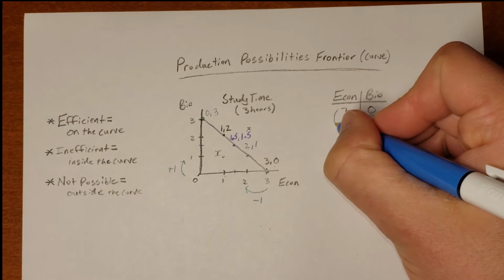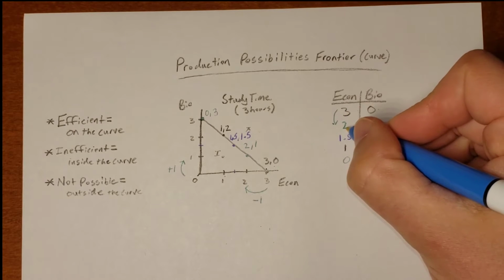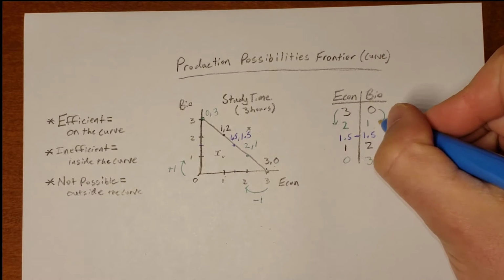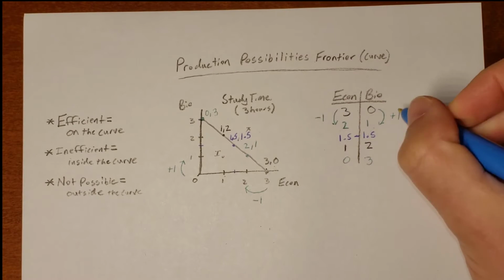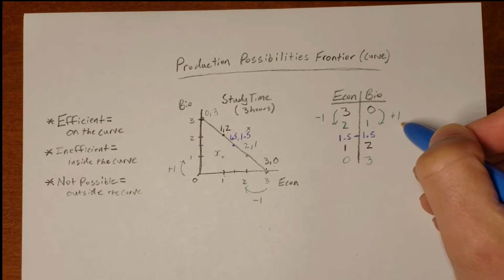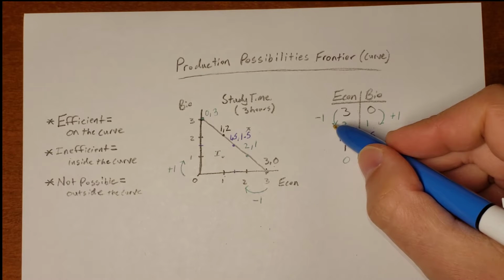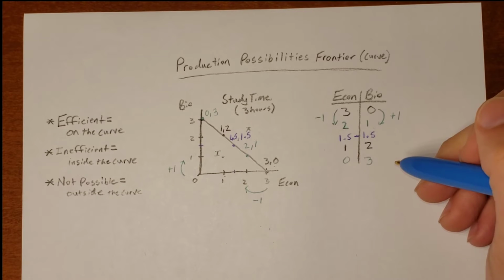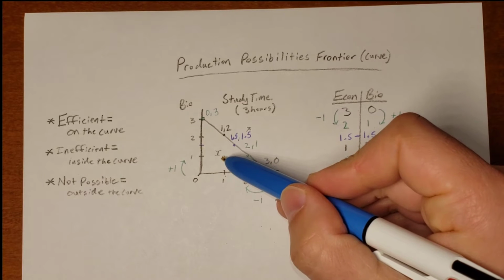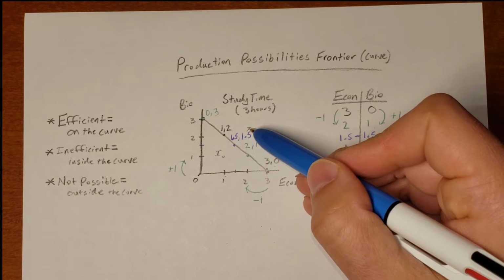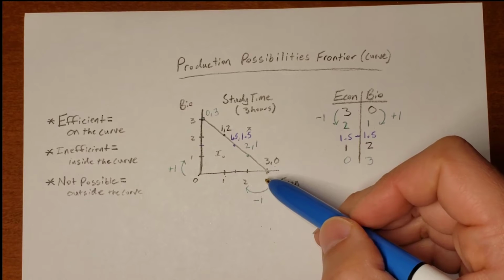So when we go from 3 to 2, we lose 1 hour of economics, but we gain the 1 hour of biology. So the opportunity cost of studying biology for 1 hour is 1 hour of economics that is not studied. So this is a basic way of reading the production possibilities frontier. Remember, inefficient is inside the curve, not possible is outside the curve. Anything along the production possibilities frontier is considered efficient.